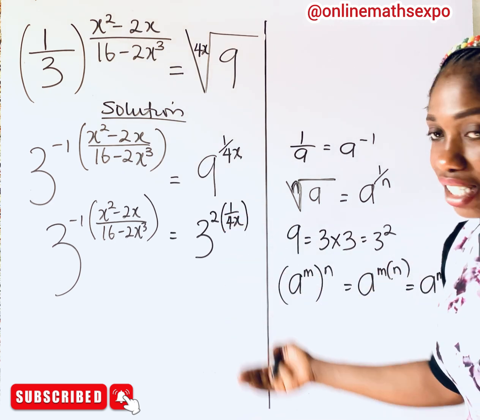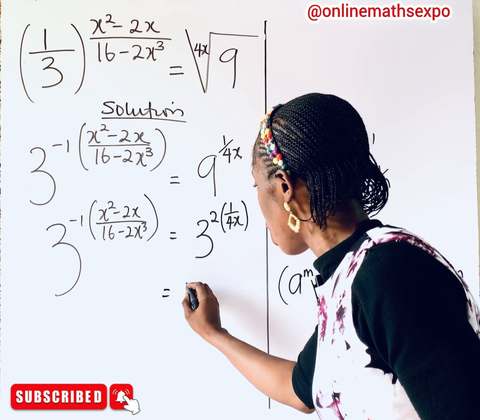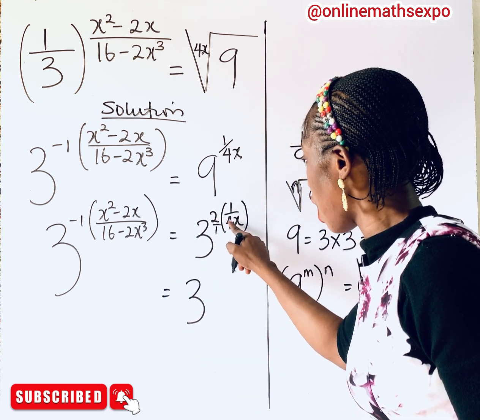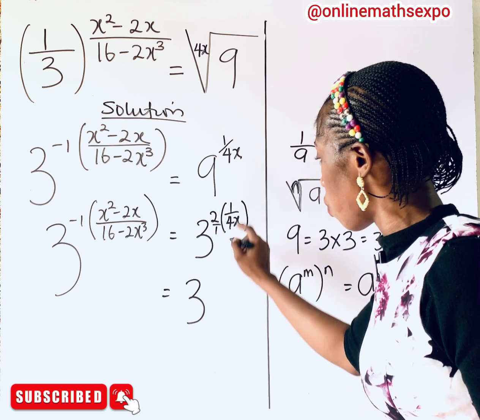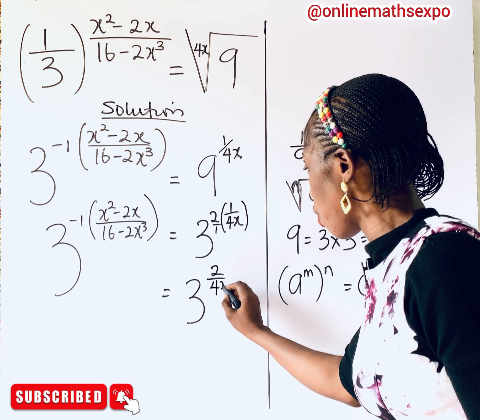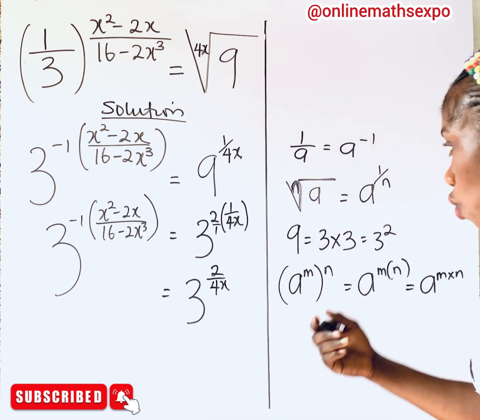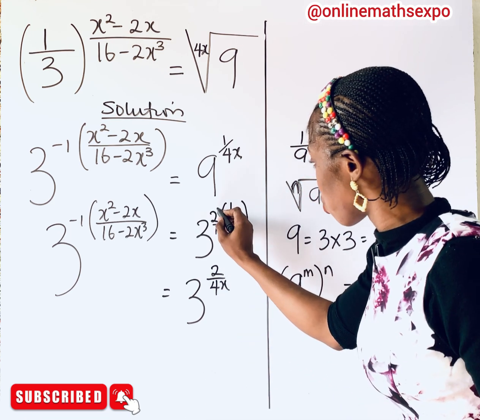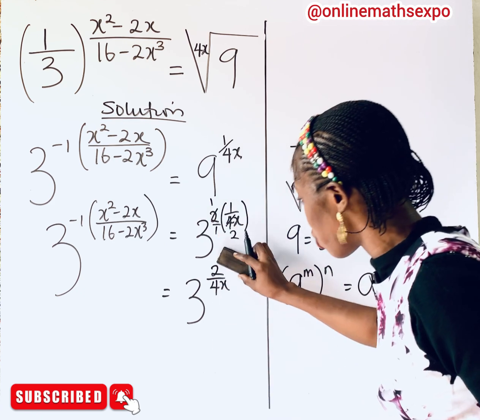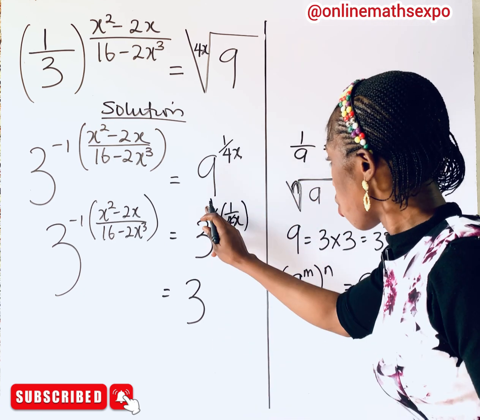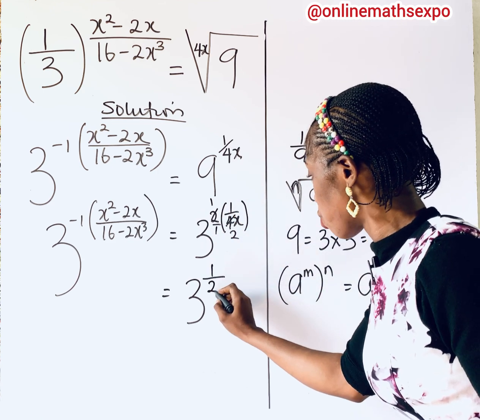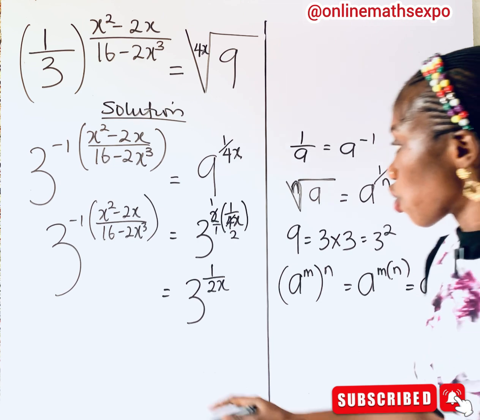So let's apply it here. This is going to give us 3 raised to the power. Remember, this is 2 over 1. So it's going to multiply this. 2 will multiply 1 to give us 2, and 1 will multiply 4x to give us 4x. Did you see that? We can also simply cancel out: 2 cancels 4 will give us 2. So we can just reduce it from here to have 1 times 1 is 1, and 1 multiplied by 2x will give us 2x. Did you see that?